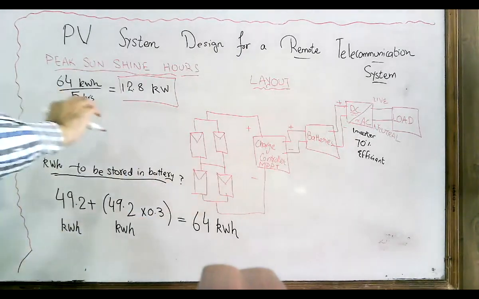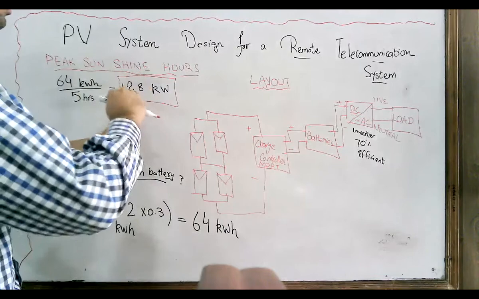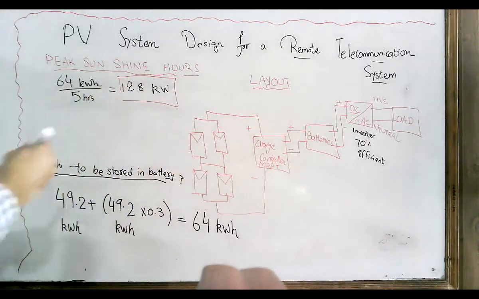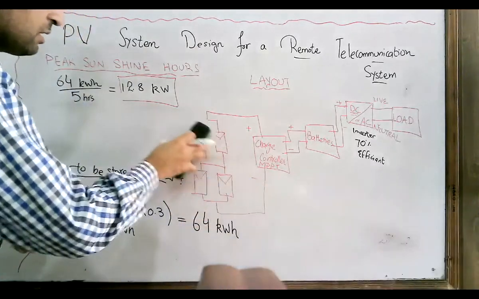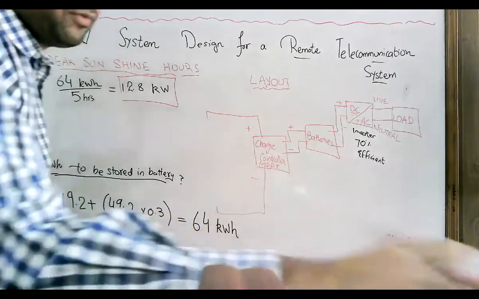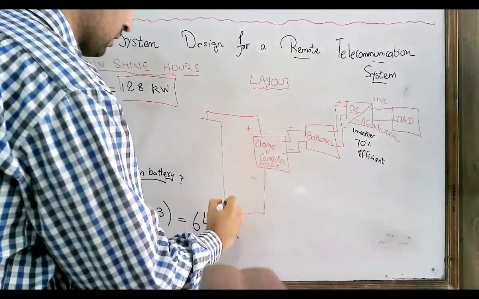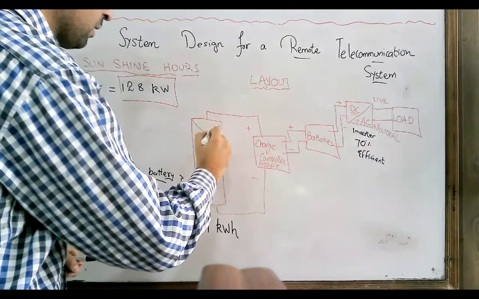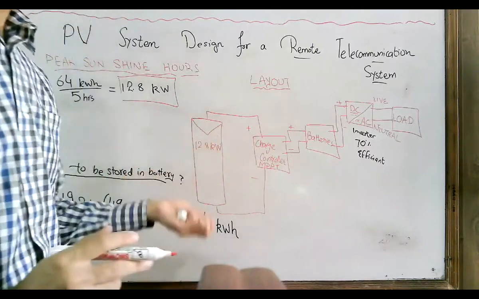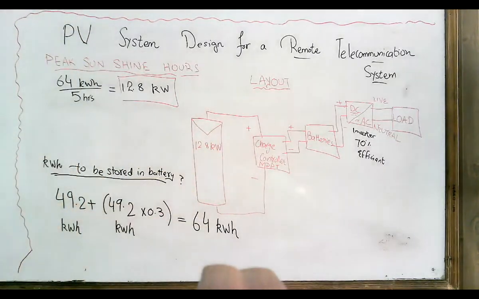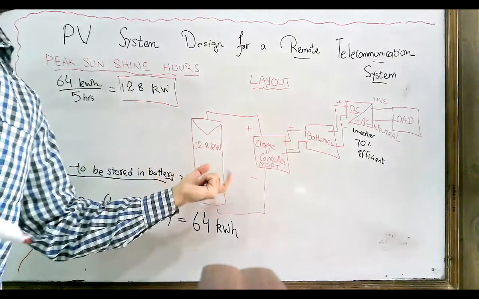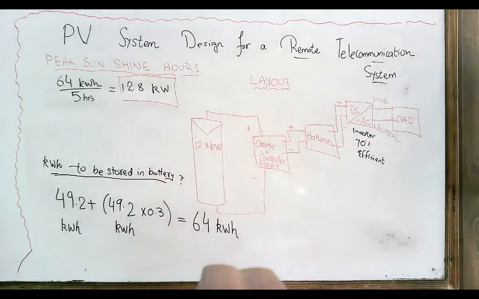Okay, here we have calculated the exact value of the PV panel required. So 12.8 kilowatt PV panel, that is, according to our calculation, there must be a PV panel of 12.8 kilowatt. But in the market, we won't get these huge PV panels that will be able to generate 12.8 kilowatt hour.